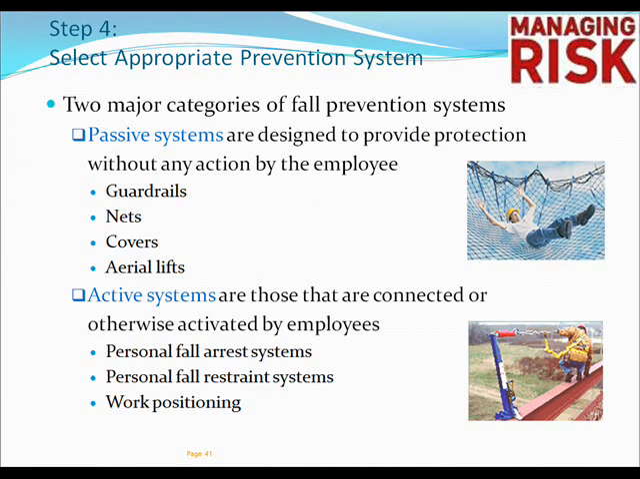Step 4. Select appropriate prevention system. Two major categories of fall prevention systems. Passive systems are designed to provide protection without any action by the employee. Guardrails, nets, covers, aerial lifts. Active systems are those that are connected or otherwise activated by employees. Personal fall arrest systems, personal fall restraint systems, work positioning.